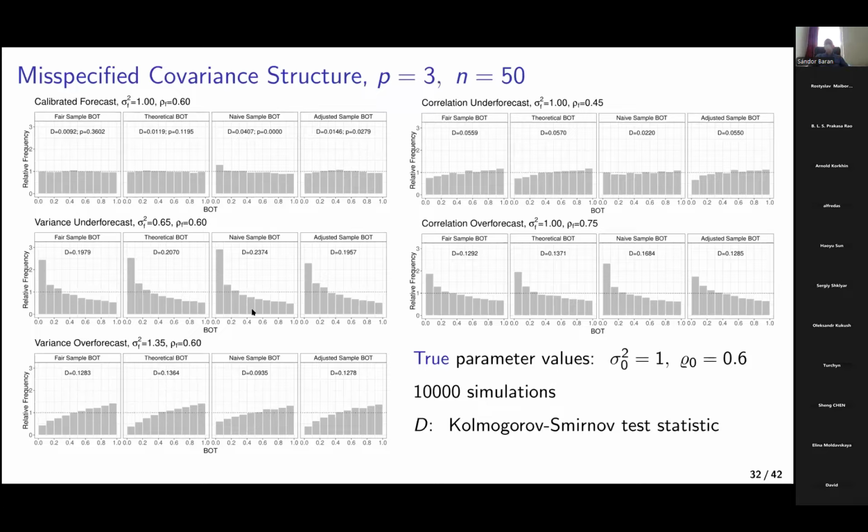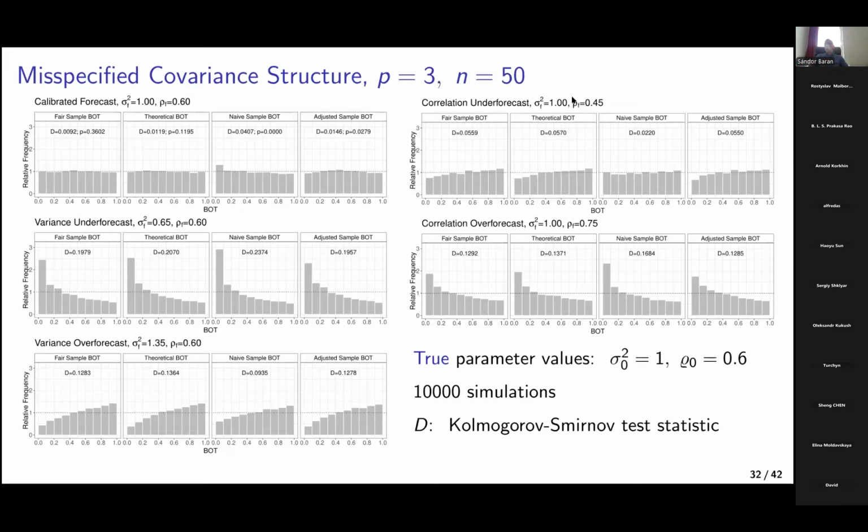When we under-forecast the variance, with the same autocorrelation and a slightly smaller variance, this is the ground truth. It is biased towards the lower bins. All figures are of the same shape and roughly have the same Kolmogorov-Smirnov test statistic values. When we over-forecast, the bias goes in the opposite direction. Shapes are the same. Naive has a slightly lower Kolmogorov-Smirnov test statistic, but roughly we see the same picture. So all forecasts behave similarly.